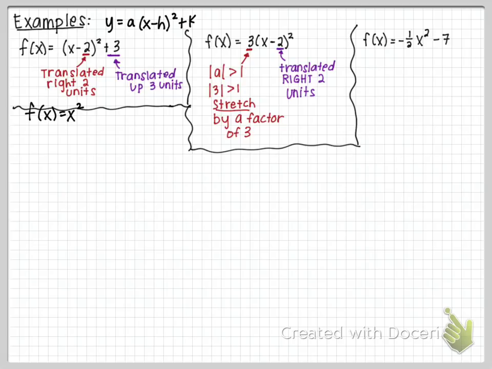Here we have quite a few things. We have a negative, we have a 1/2, and we have a -7 at the end. Those are the 3 things that are transformations from the original f of x equals x squared. Let's take a look at the negative first. Remember, when we have a negative outside, that means reflect over the x-axis. Whenever we have a negative number in front of this a term, that means reflect over the x-axis.